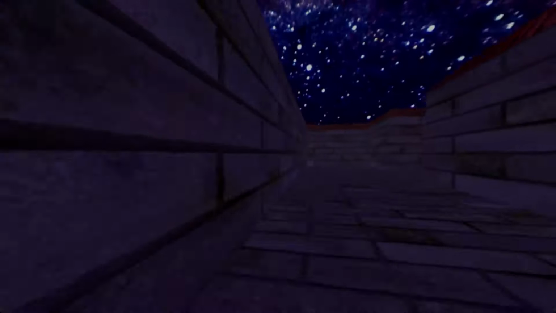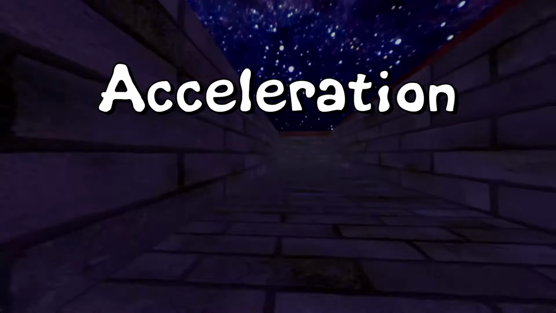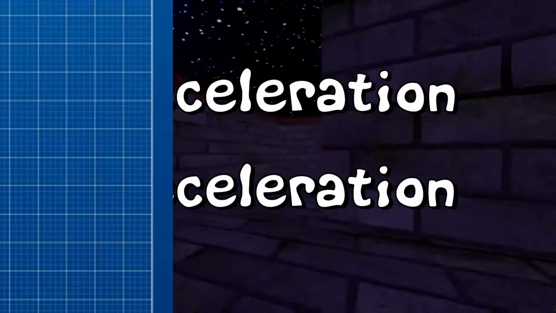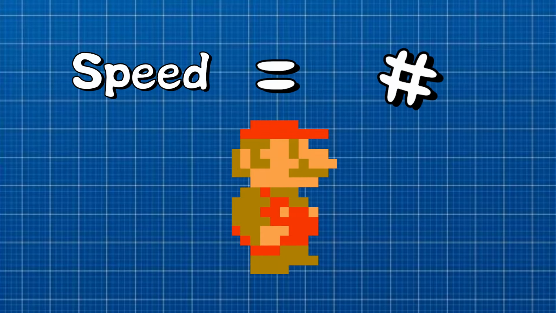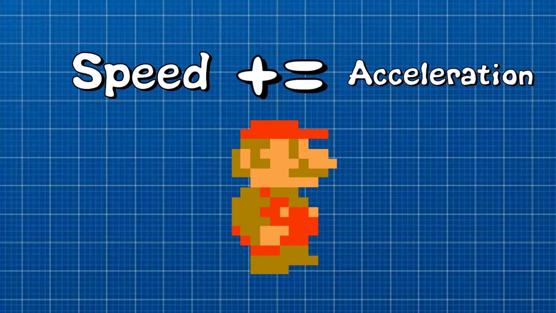Congratulations, now we have functional 3D movement. But you may notice it's very janky. Let's fix that. The first way we can do so is by utilizing acceleration and deceleration curves. See, instead of having our speed just be a fixed number, we can instead increase it by a tiny bit every frame until we're going a certain speed.